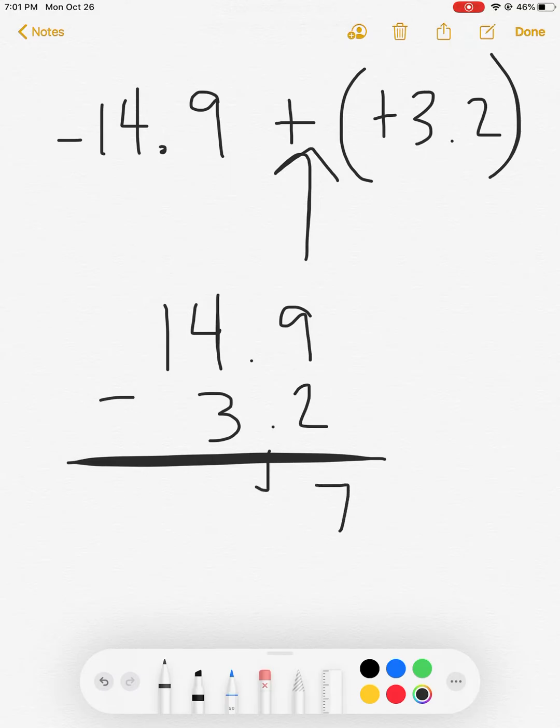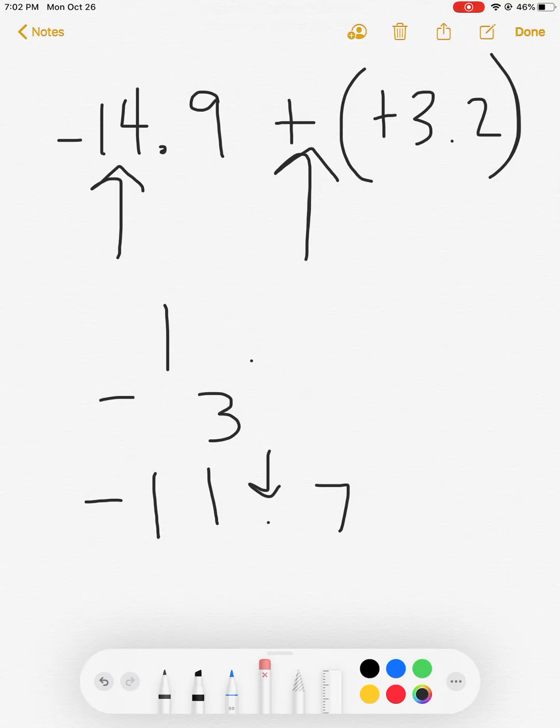I get 7, 1, and 1. Now I need to ask myself, is this a positive or a negative 11.7? Well, our larger number is a negative, so it's going to be a -11.7. Let's try one more together before I have you try a couple on your own.